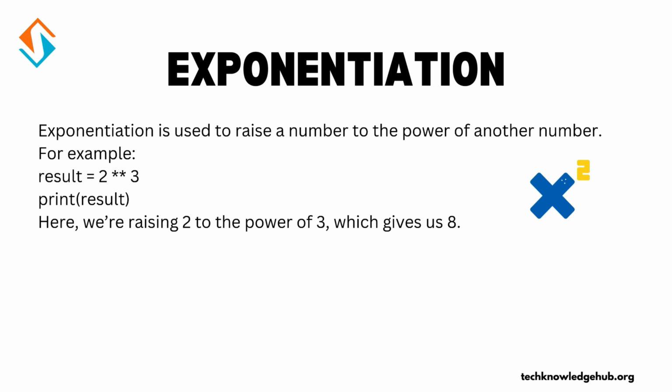Third is exponentiation. Exponentiation is used to raise a number to the power of another number. Result equal to 2 exponentiation 3, then print result. Here we are raising 2 to the power of 3, which gives us 8.